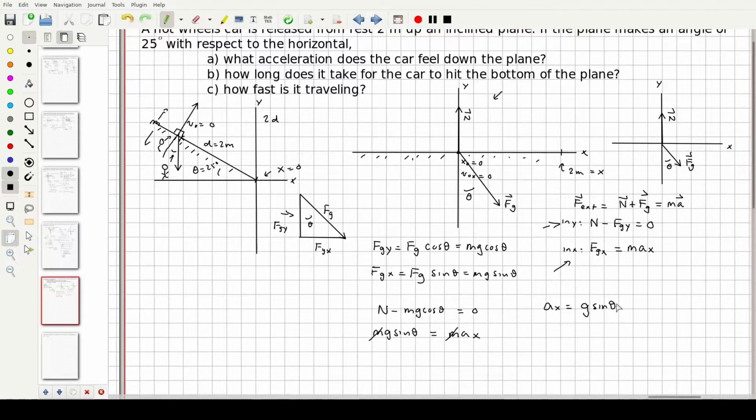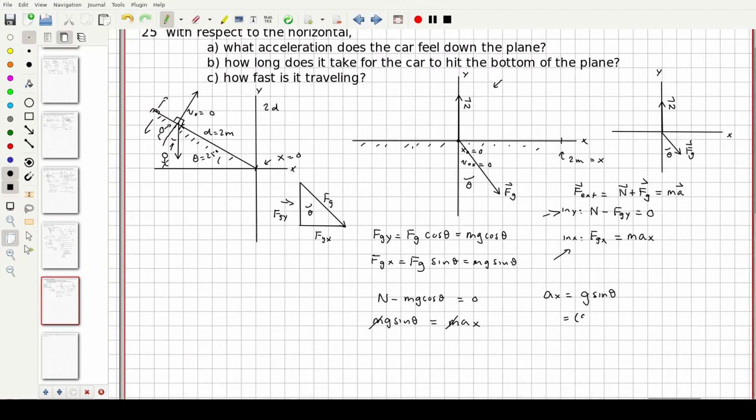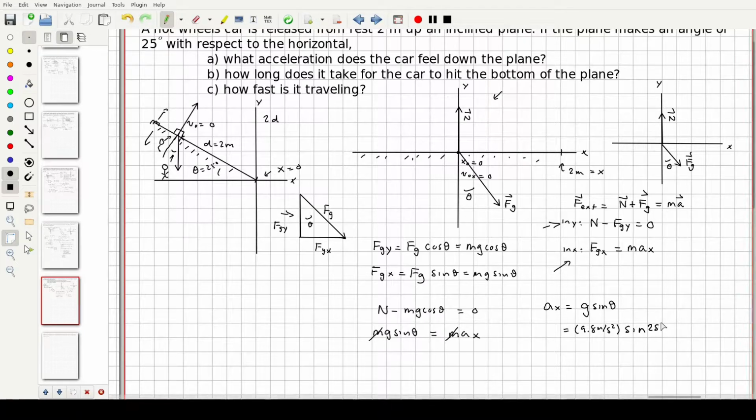What acceleration does the car feel down the plane? Well, I'm glad you asked. 9.8 meters per second squared times sine of 25 degrees. That's 4.14 meters per second squared. Okay? Now we'll round that in a moment. How long does it take for the car to hit the bottom of the plane?